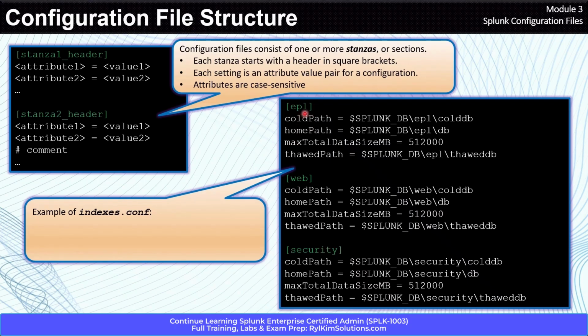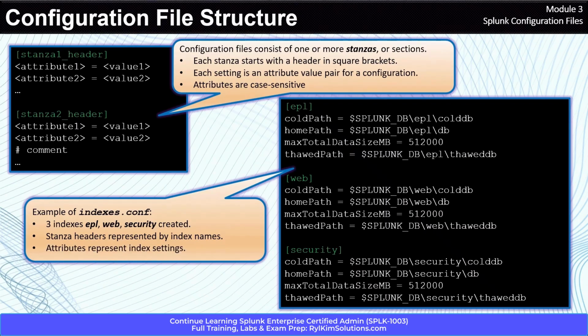So the stanza header is actually the index name. That's what you're going to see here. You have 3 indexes, EPL, web, and security, and the stanza header is going to be the index name. That's what we have just said here. And then attributes are represented by the settings. So when you create an index, you're going to have a cold path, the home path, the max total data size. These are kind of default settings. When we discuss indexes, eventually you're going to see that there are additional settings that apply to indexes in Splunk. But this is just to highlight the structure of a configuration file.